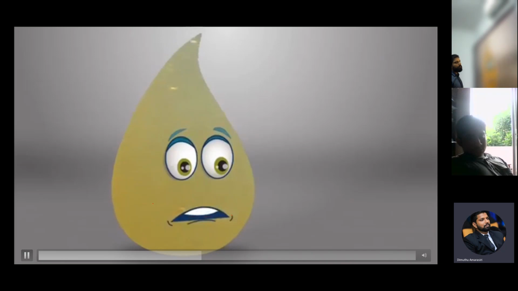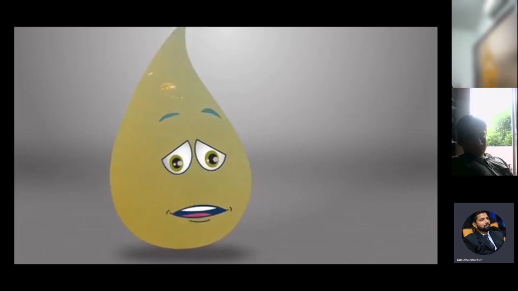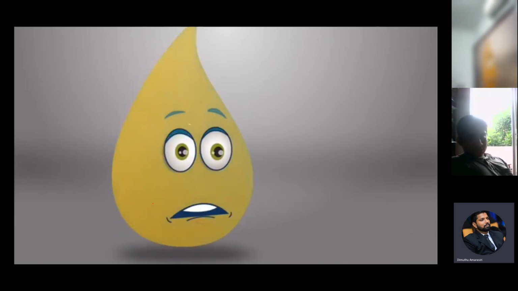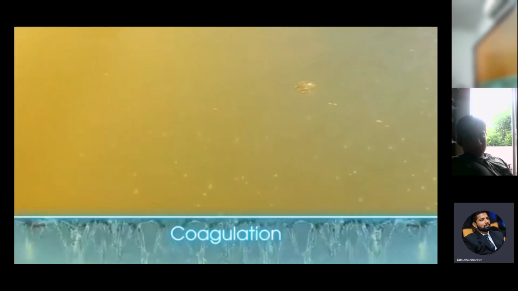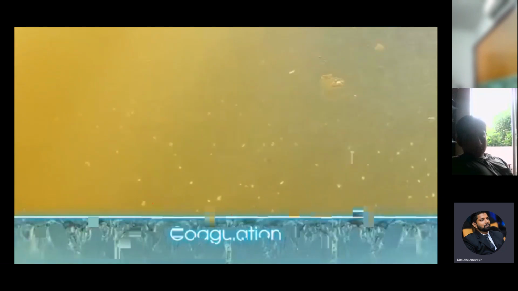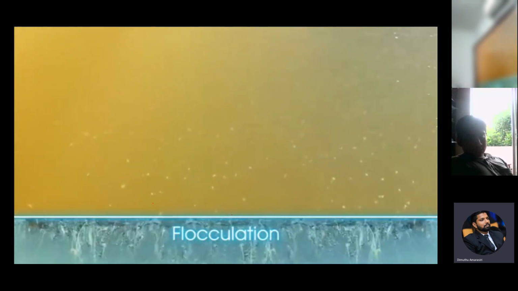Removes from the water with the help of coagulants. Coagulant. What? Coagulants are chemicals that act like magnets. They cause particles in the water to stick together. These groups of particles are called flock. Huh, I didn't know I had it in me.